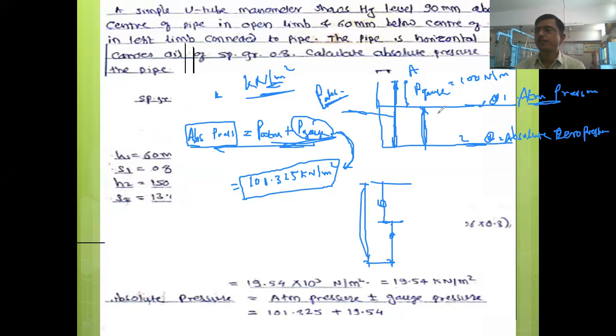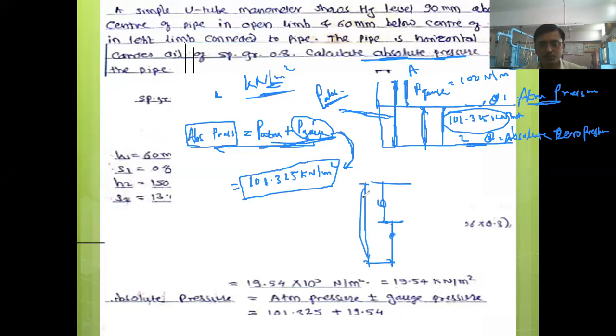So this pressure is the atmospheric pressure. Its value is 101.325 kilonewton per meter square. To this value, we add this gauge pressure, then you will get the absolute pressure. Okay, so we have to use this formula to find out the absolute pressure. In this problem, we have to calculate the absolute pressure. So what is your task now in this problem?